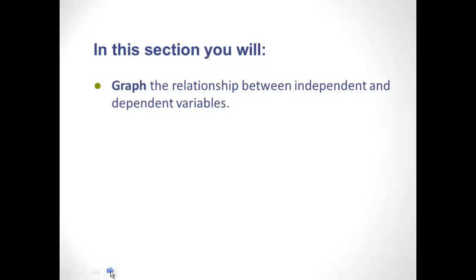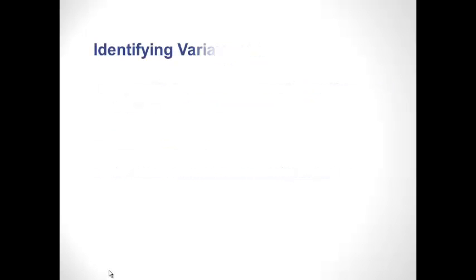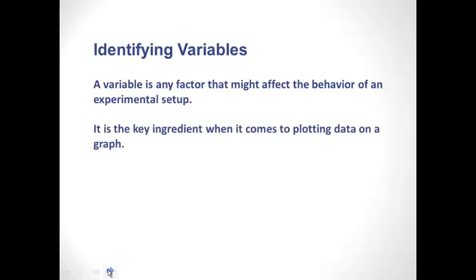We understand that independent and dependent variables are going to arise as we design experiments. And what we're going to be able to do is to put numerical data to interpret graphs, and we're going to be able to recognize from the graph common relationships that these two variables have with one another. So keep in mind that we're always dealing with variables that are going to be either manipulated by the experimenter or measured by the experimenter.